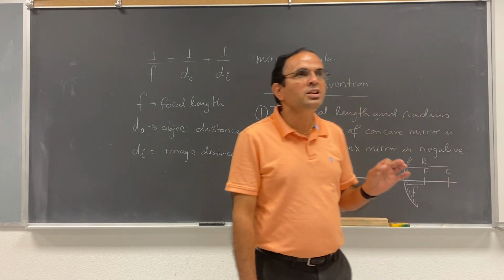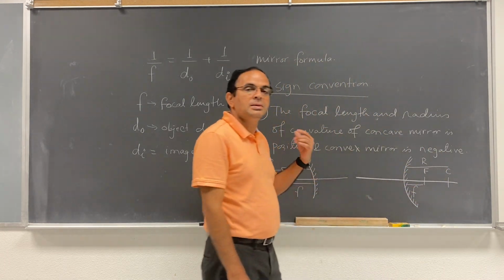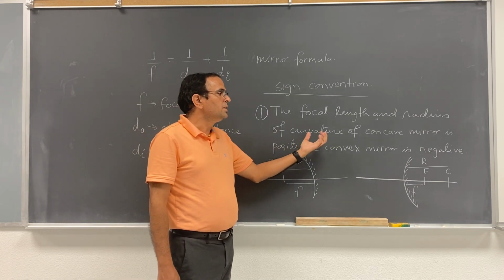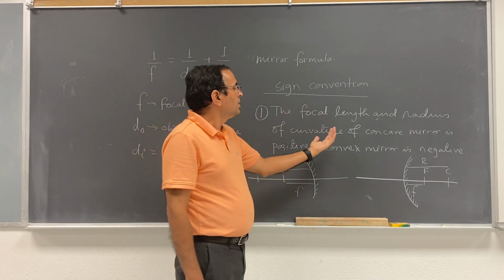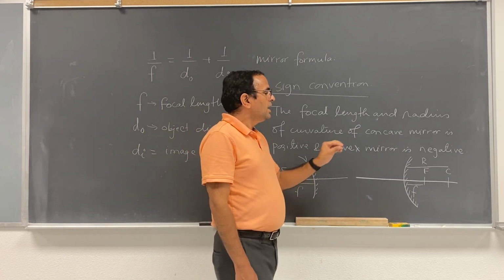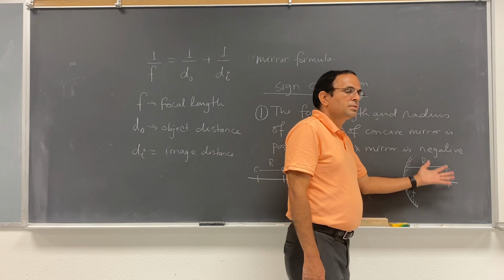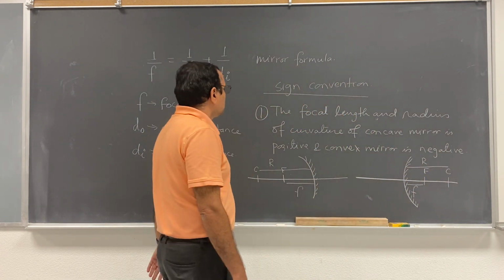So if you need to solve the problem, always keep in mind the focal length and the radius of curvature of the concave mirror is positive, and the focal length and the radius of curvature of the convex mirror is negative. So this is number 1.